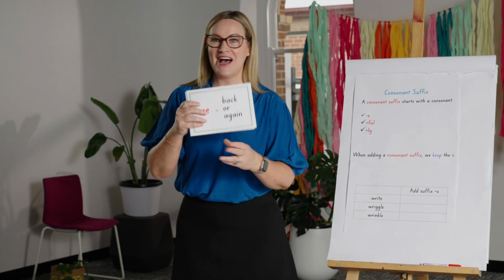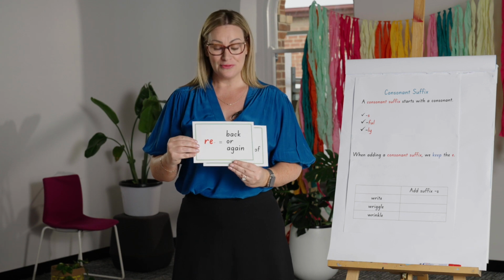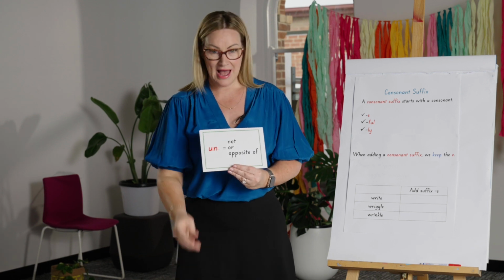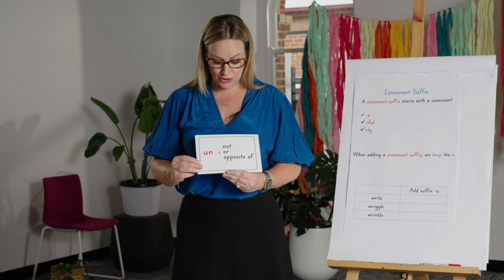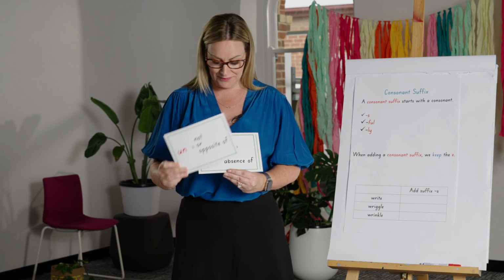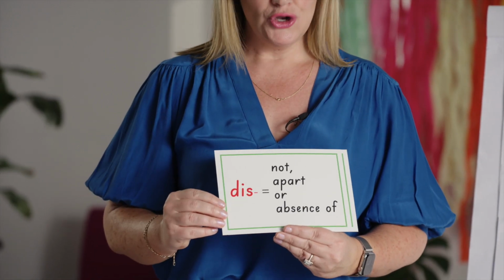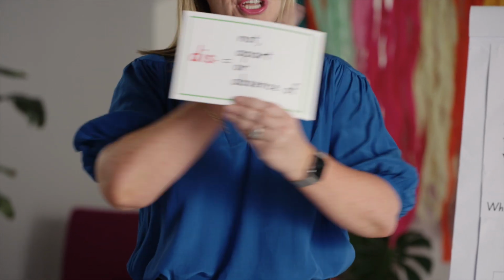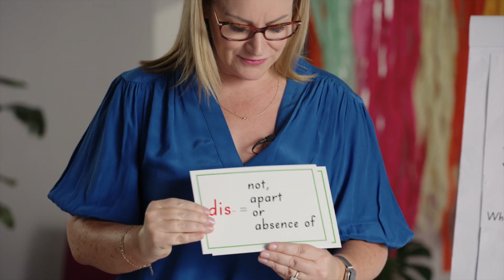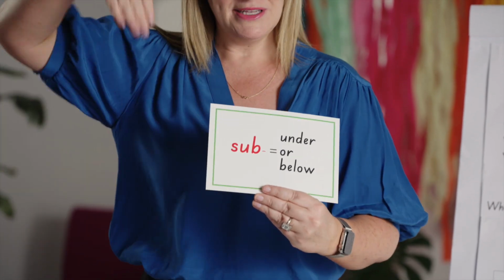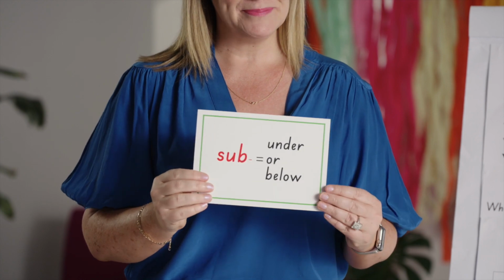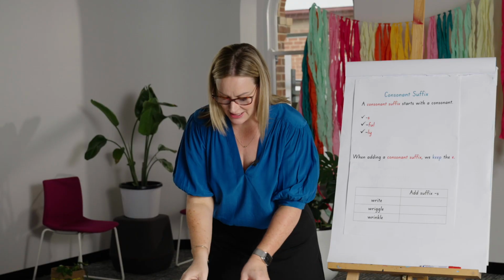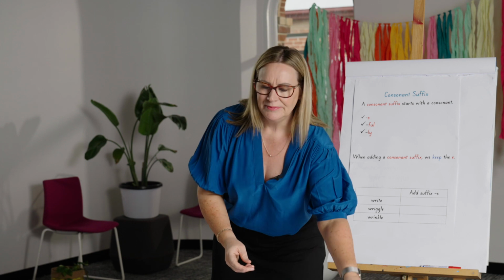And then let's review those prefixes that we've already learned. Starting with re. Re means again. Un. Un means not or opposite of. Dis. Not, apart, or absence of. Do you remember the actions? Not, apart, or absence of. And sub means below or under. Excellent. There's a lot of revision in today's lesson.